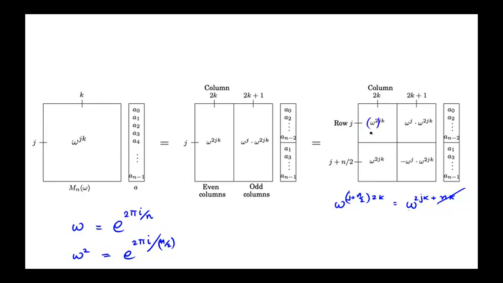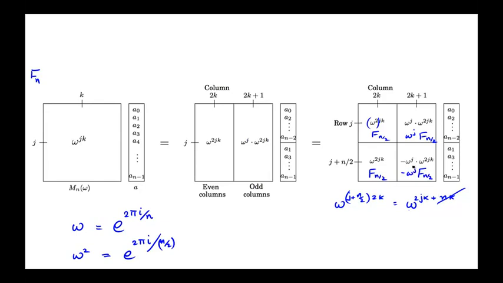Okay? So if we call this large matrix F sub n, then this matrix is F sub n over 2. How about this one? Well, it's almost F sub n over 2, except that the jth row of this matrix is multiplied by omega to the j. So let's write it like this, even though that's notation we've just invented. How about this matrix? It's also F sub n over 2, except that the jth row is now multiplied by minus omega to the j.